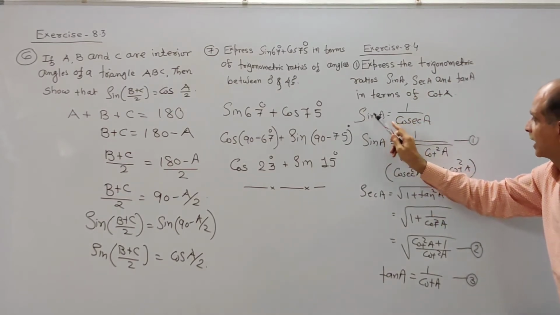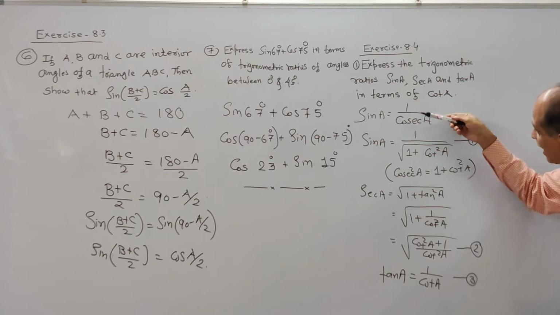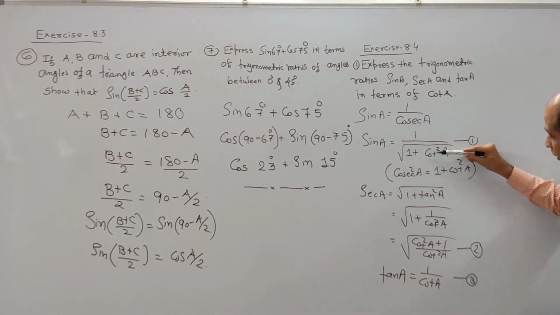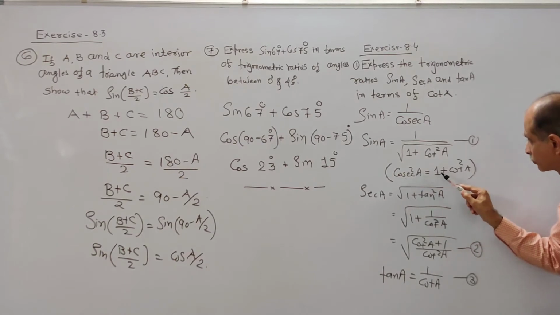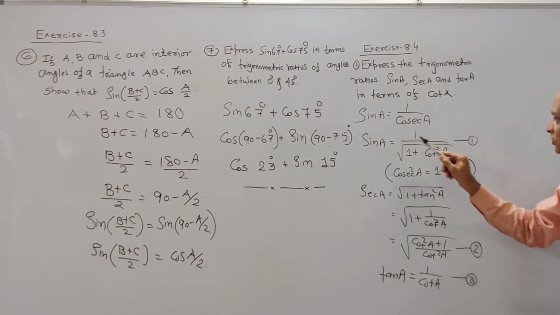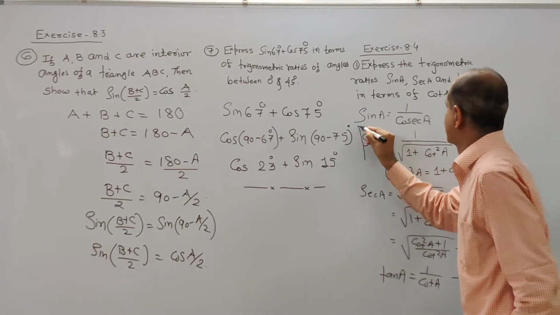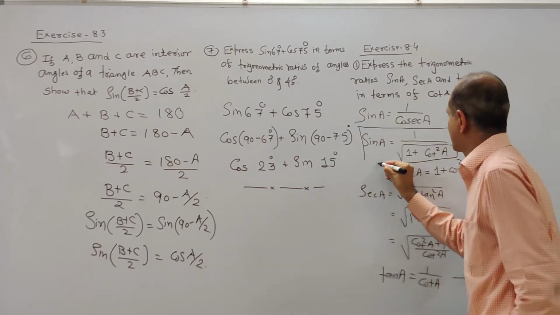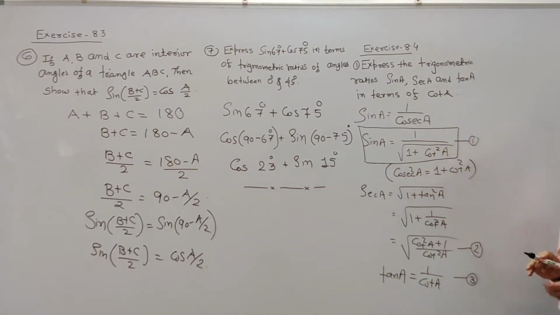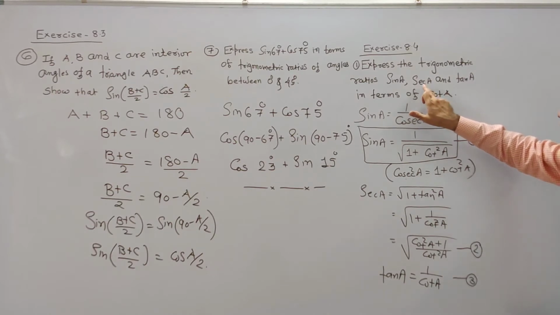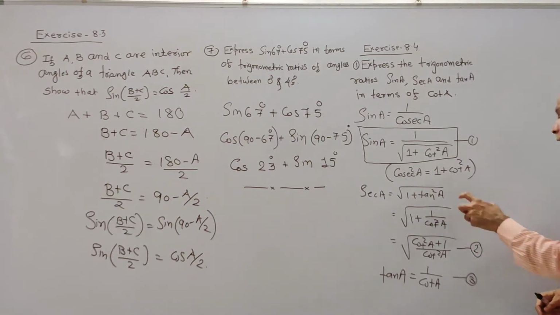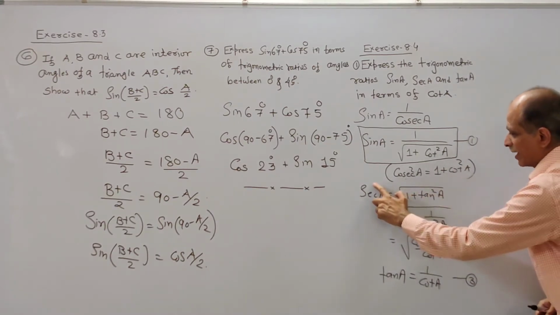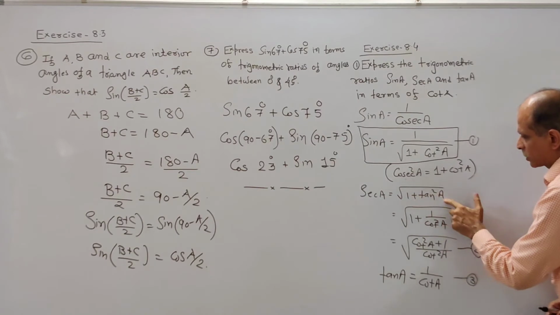First you have to convert sine in the form of cosec and then you have to convert cosec into cot, by using this formula, cosec square A is equal to 1 plus cot square A. So this is your first relation, sine in terms of cot. Now second, here you have to convert sec in terms of cot. There is one relation between sec and tan. Sec square A is equal to 1 plus tan square A.